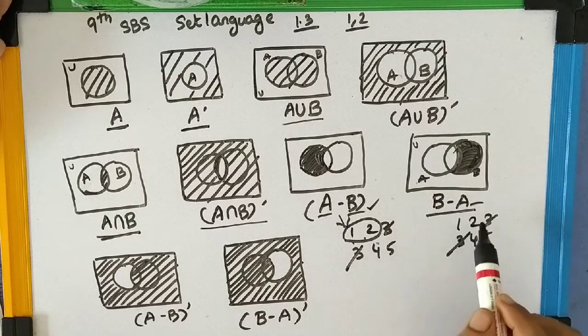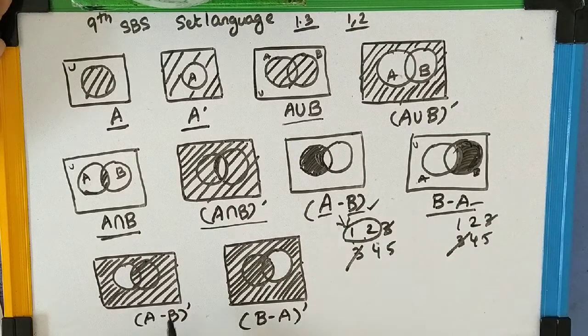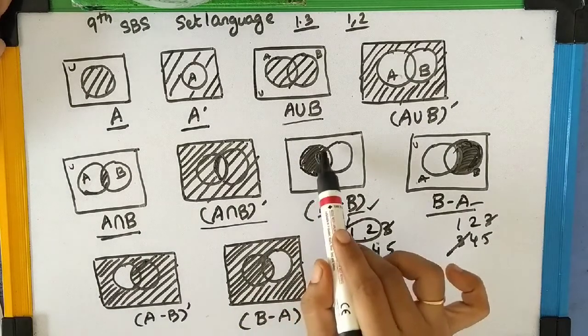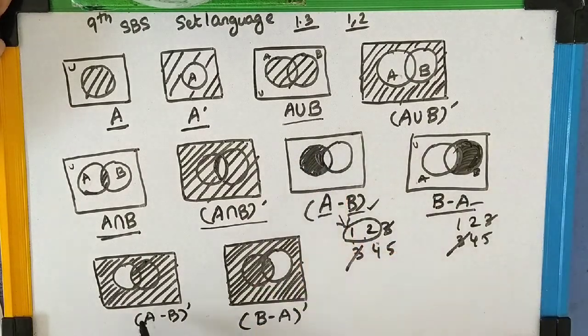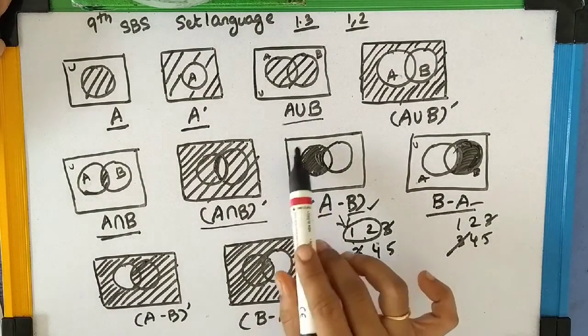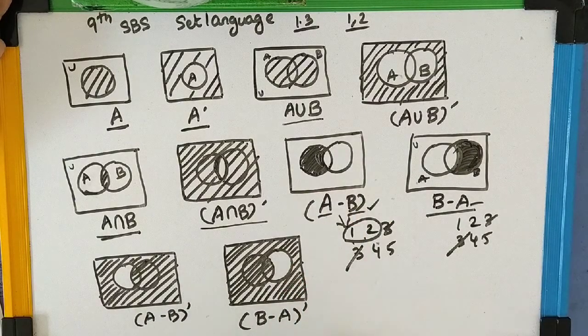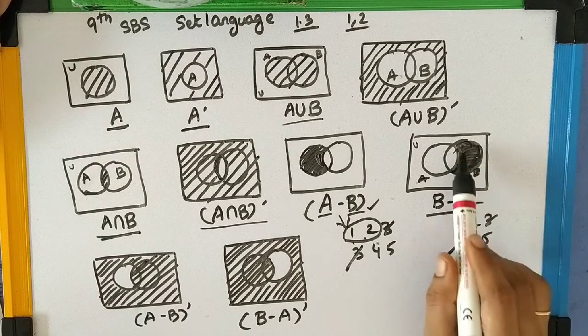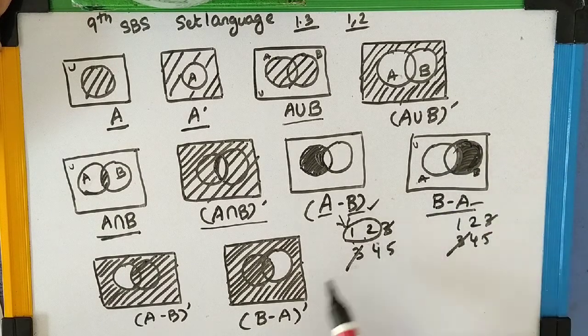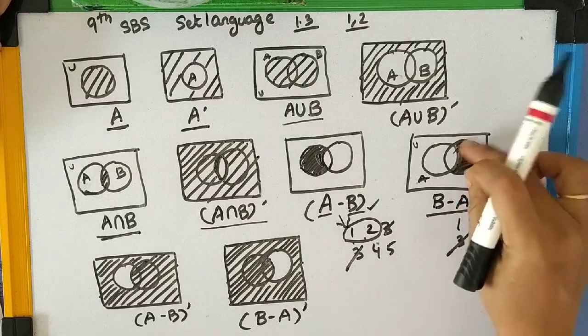Now what is A difference B the whole dash? The same thing. What is the meaning of dash? The entire set except A difference B. What is B difference A whole dash? The entire set except B difference A. So I have shaded the entire set except the B difference A part.